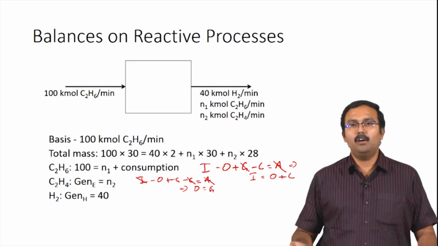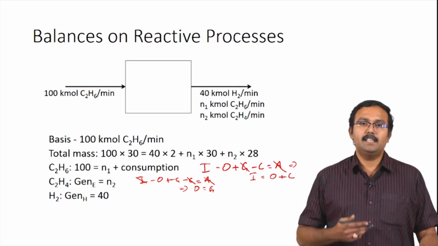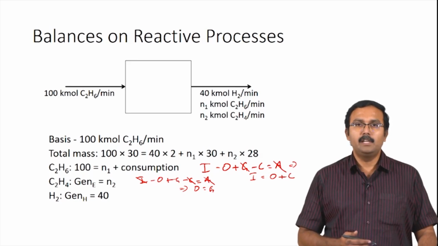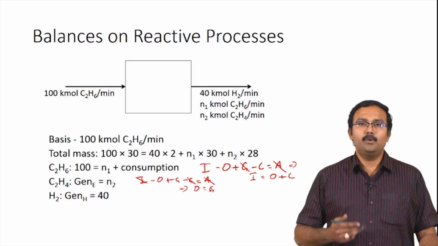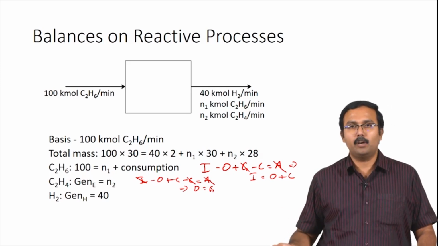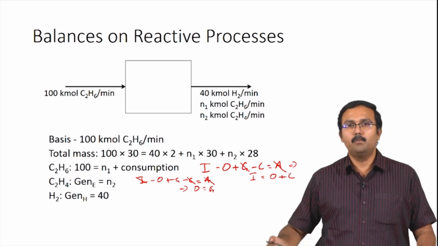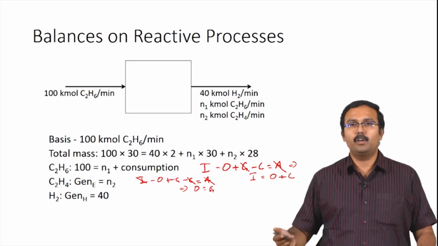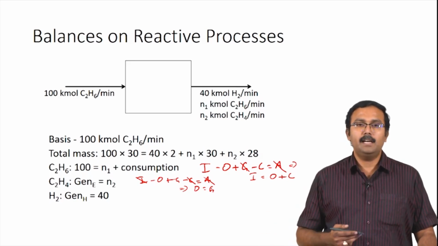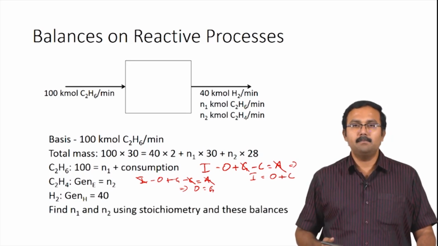would have 1 mole of ethylene also being produced. So, using that you can identify the generation of ethylene and that will give you the output of ethylene, which is N2, and similarly you can know the consumption of ethane using the stoichiometry. So, 1 mole of ethane consumed results in the formation of 1 mole of hydrogen. So, which means 40 moles of ethane has to be consumed to produce 40 moles of hydrogen. So, substituting that we would be able to get the value for N1 also. So, using stoichiometry and these balances we can actually calculate N1 and N2.